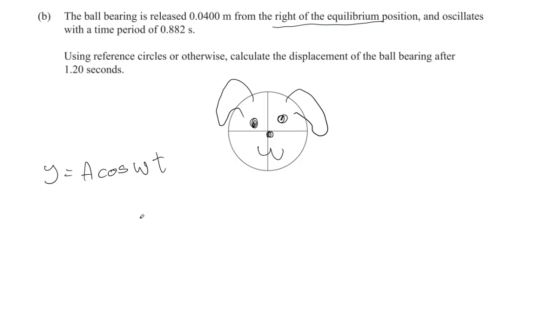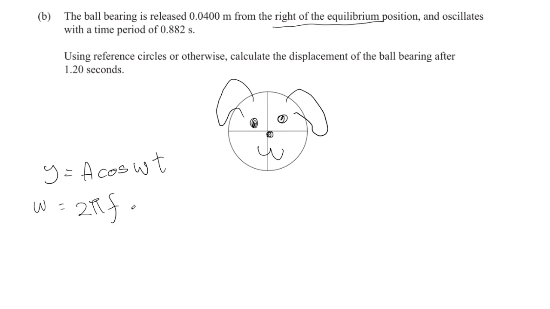So what are we trying to search for? We're trying to search for the displacement. We know the value of A. It's just 0.0400 because it's the maximum displacement. And we know the time, right? But to know the displacement, we need to know one more thing, and that is the angular velocity. So we look at that from the sheet again, and we find this value.